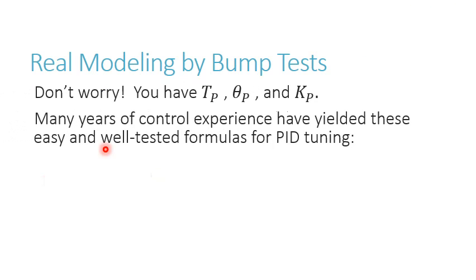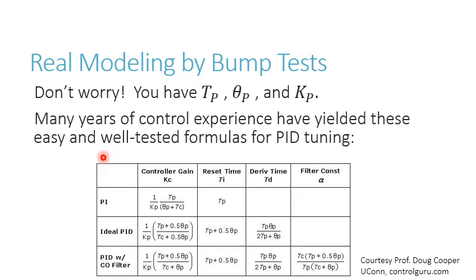Well, it's not a problem because we've already obtained our time constant, our dead time, and our process gain. And a lot of work has gone into these parameters because a lot of processes in industry seem to follow the first order plus dead time model, the first order plus time delay model. So a lot of work has gone into it over the years, and here's one example of a set of formulas that's come about.